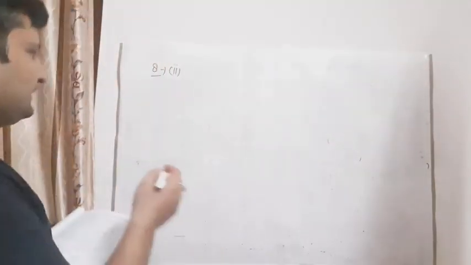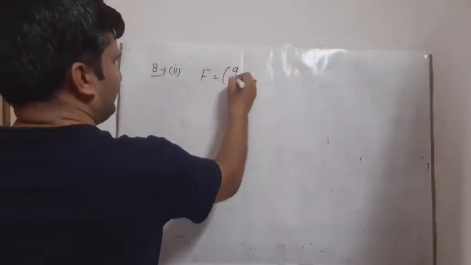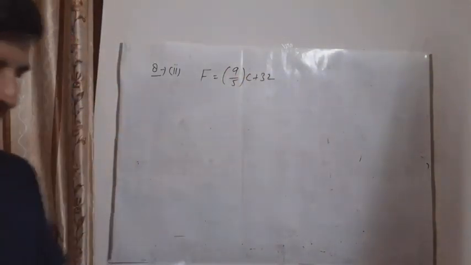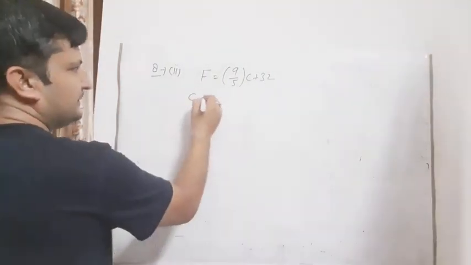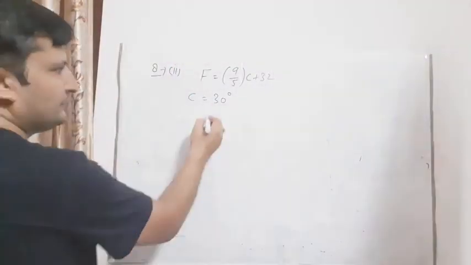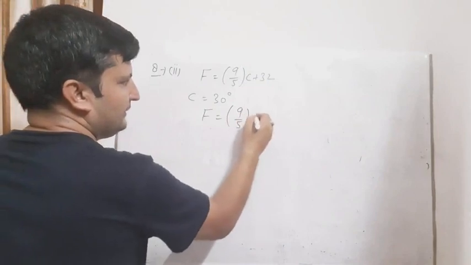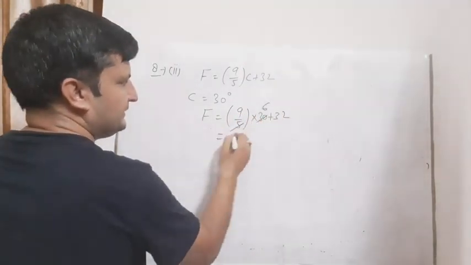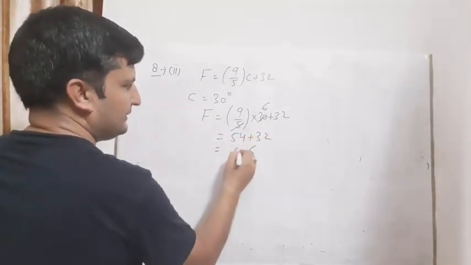Students, now the second part is F = 9/5 C + 32. If the temperature is 30 degrees Celsius, it means the value of C is 30. We have to put C = 30 here. So F = 9/5 × 30 + 32. 5 sixes are 30, 6 nines are 54, plus 32, that is 86.